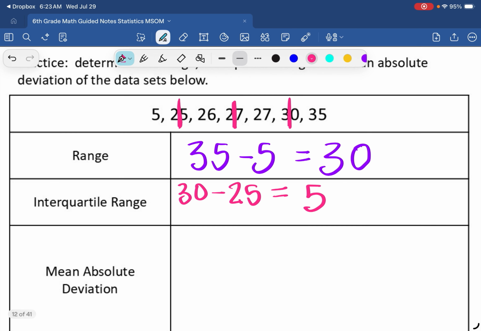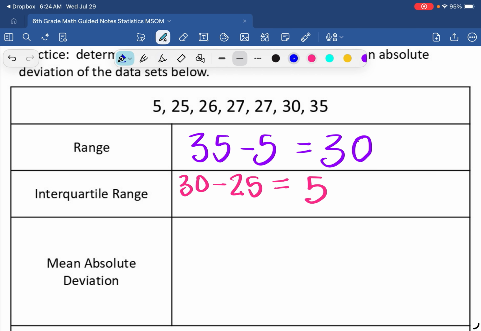Now let's do the mean absolute deviation. So I need to first find the mean by summing up all those data points, which is 175 divided by 7, because there's 7 data points, and that gives me 25. So my mean is 25. So I need to determine the distance that each number is from 25.